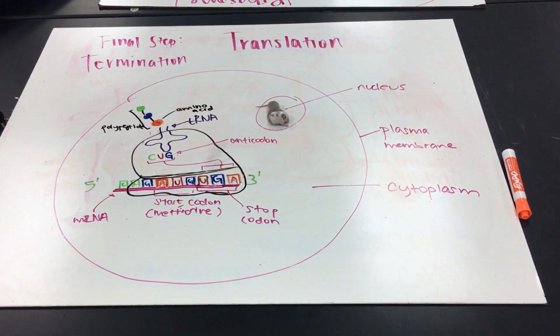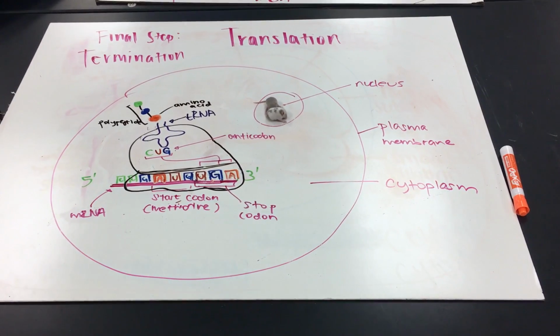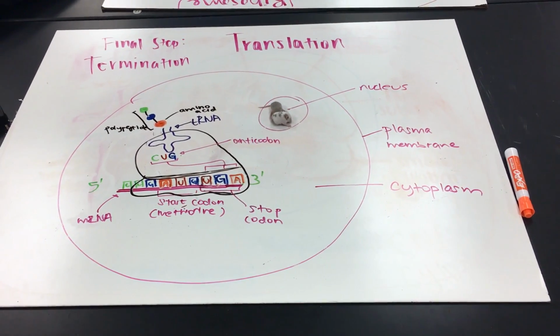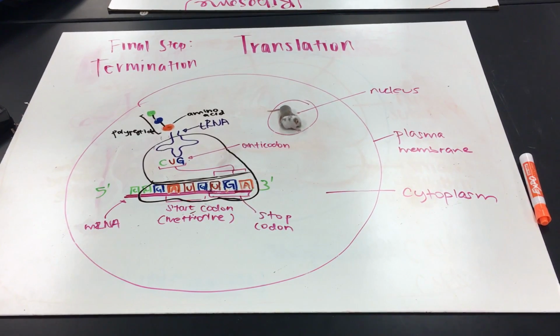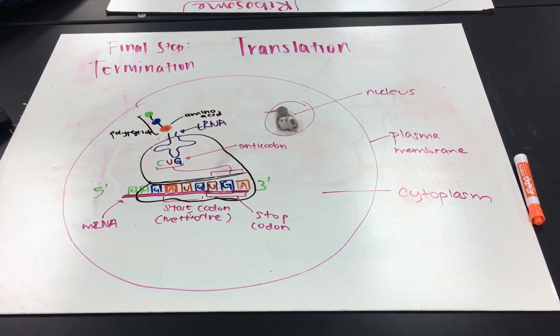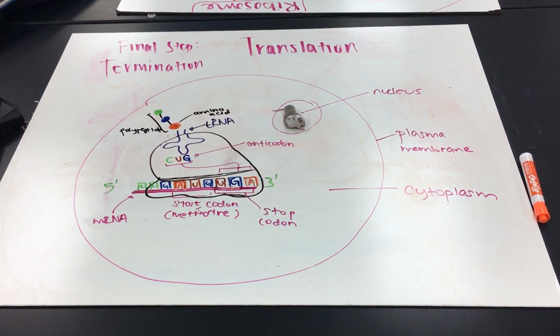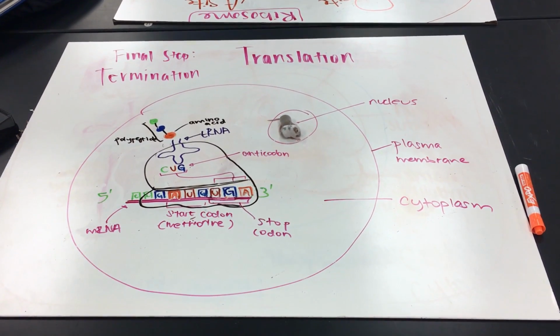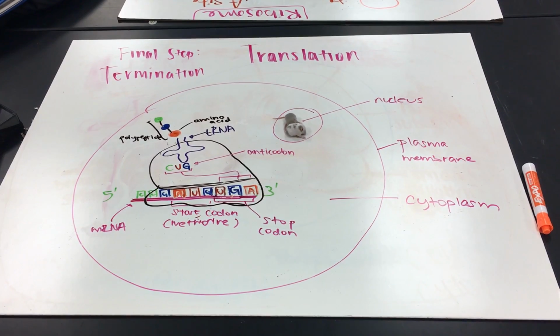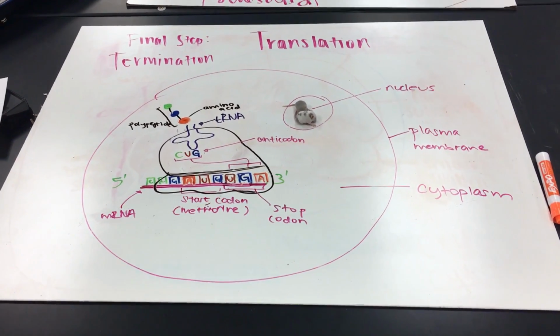Termination is the last step of translation and occurs when one of the 3 stop codons reaches the A site. A release factor then binds to the stop codon and hydrolyzes the bond between the polypeptide and its tRNA in the P site. This frees the polypeptide and the translation complex disassembles.